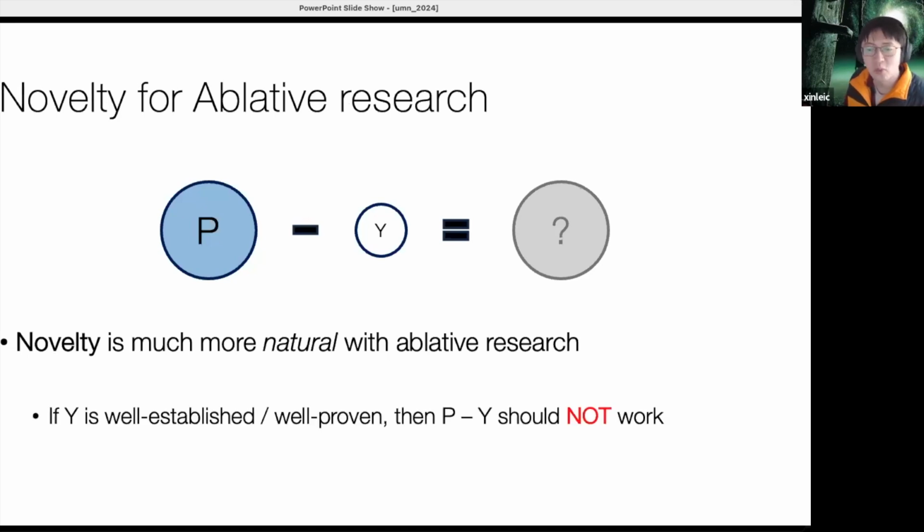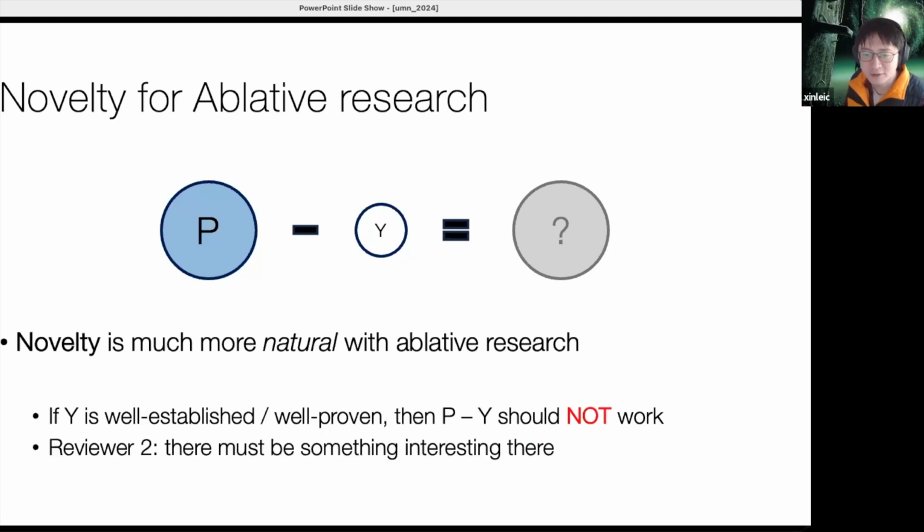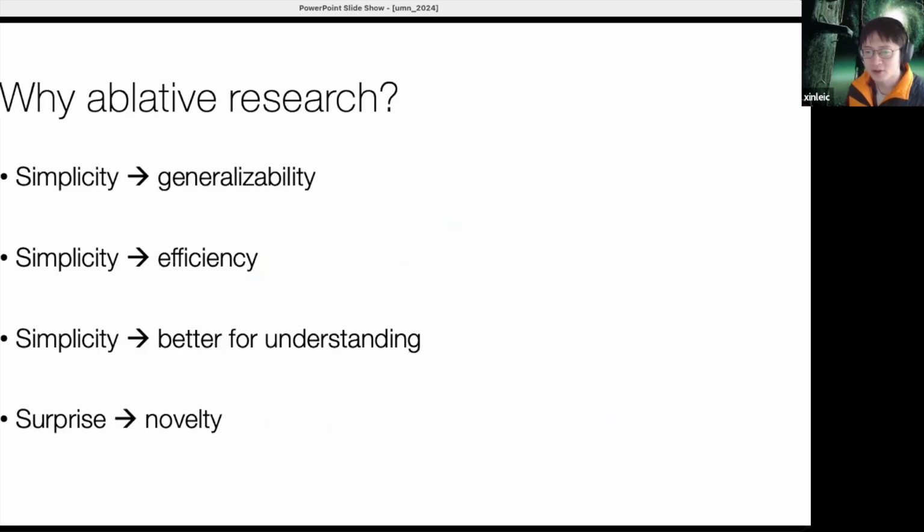This is because if Y is well established and well proven, then P minus Y should not work. And if we show that P minus Y can work, then reviewers will tend to believe that there must be something interesting or something surprising out there. Let's find out. So in terms of surprise, it naturally leads to some novelty. It's inherently novel.